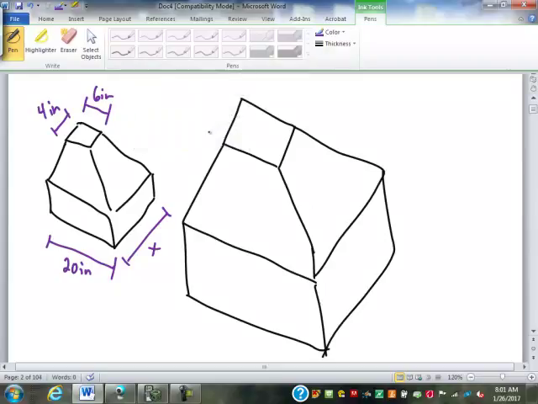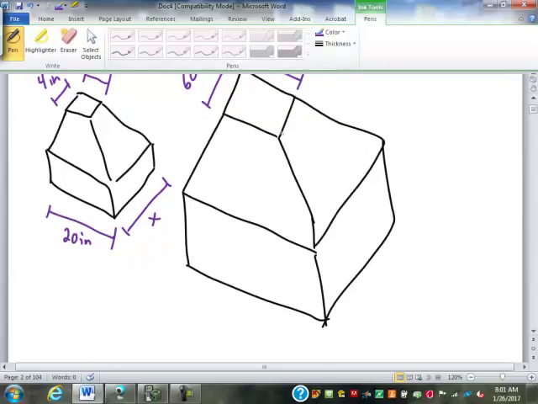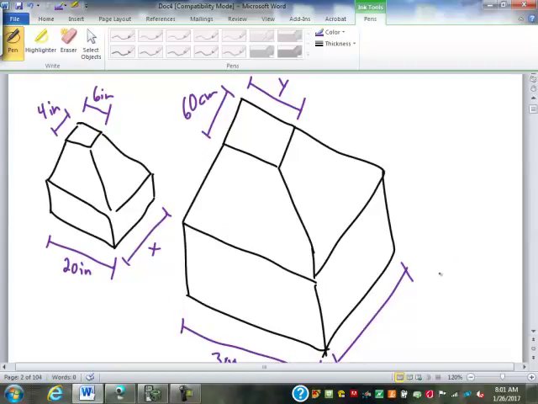Over here, this is going to be 60 centimeters and Y centimeters. And 300 centimeters and Z. Oops, can't put Z there. Let's see where I put it there.